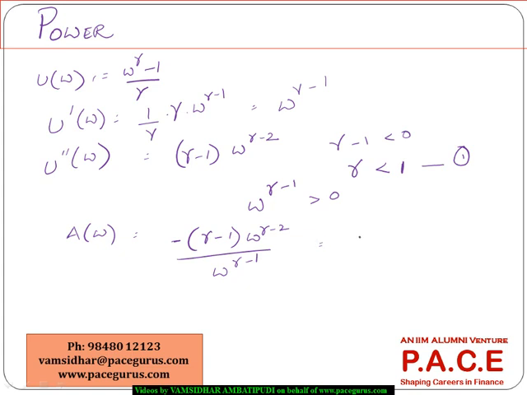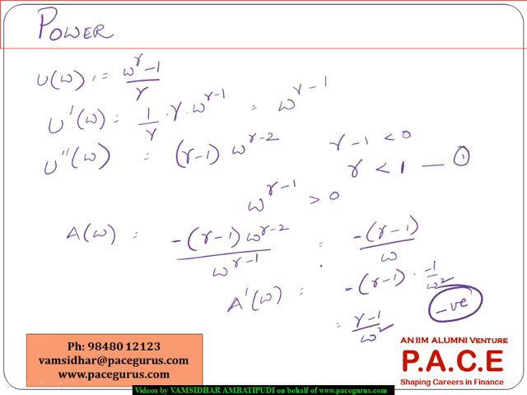So this is coming out as minus of gamma minus 1 divided by W. And what we are seeing here is, if I take the first derivative of the same, minus gamma minus 1 by W is given by minus 1 by W squared. So this is going as gamma minus 1 by W squared. Now I know that gamma is less than 1, so gamma minus 1 is negative. So I see that this is exhibiting a decreasing absolute risk aversion.